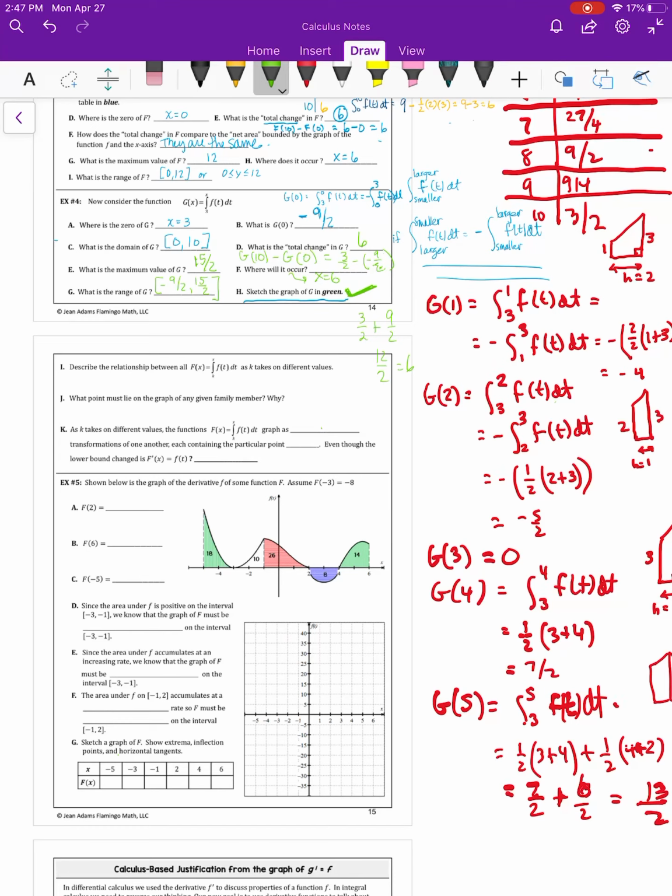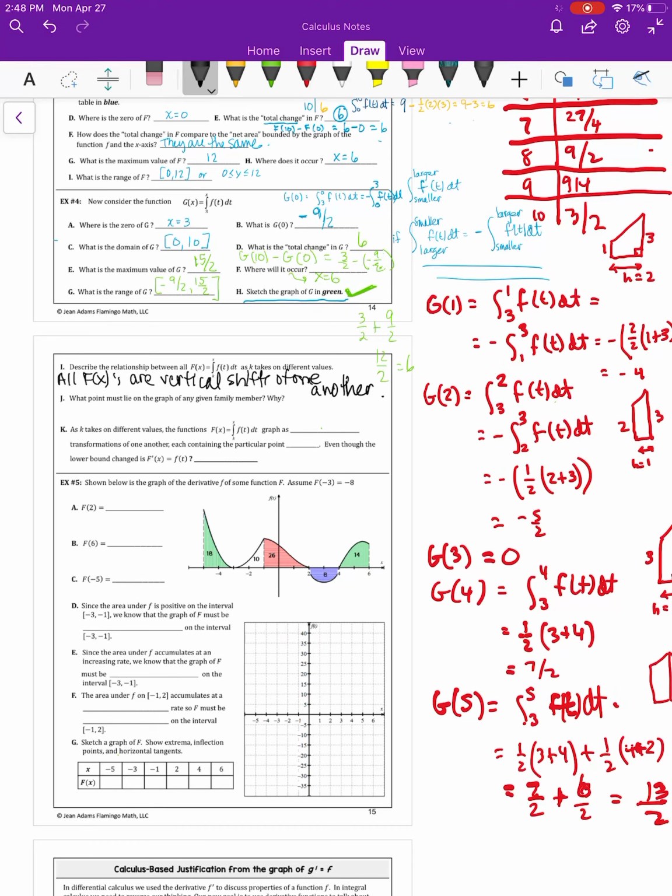So now, describe the relationship between all capital F of x equals the integral from k to x of f of t dt as k takes on different values. So hopefully you guys saw and were able to feel comfortable that all your capital F of x's are going to be vertical shifts of one another.